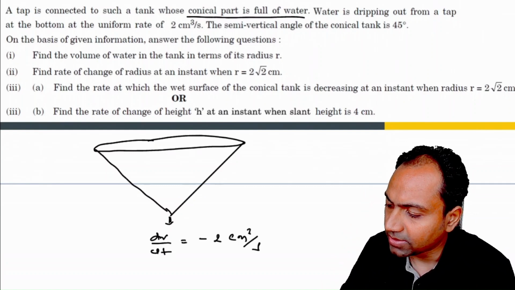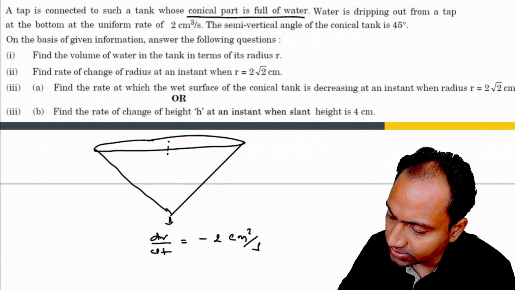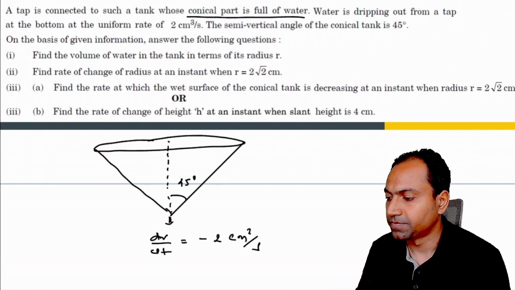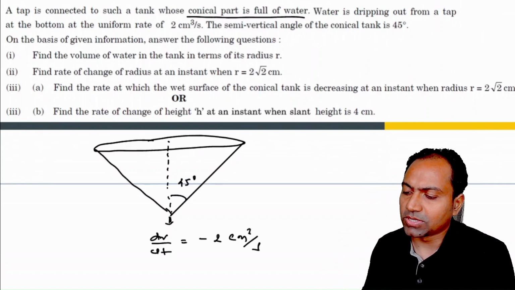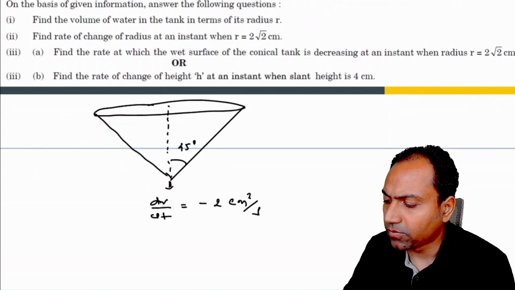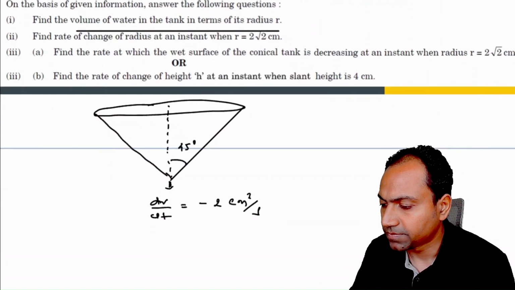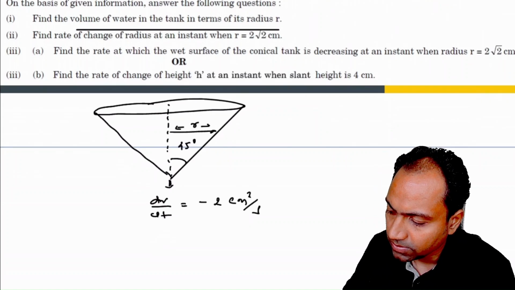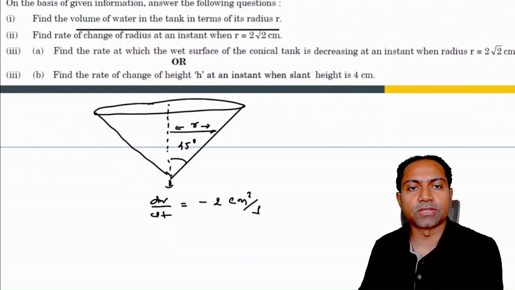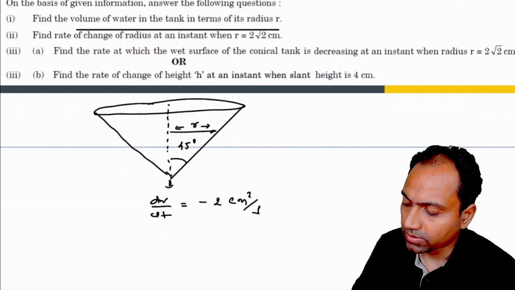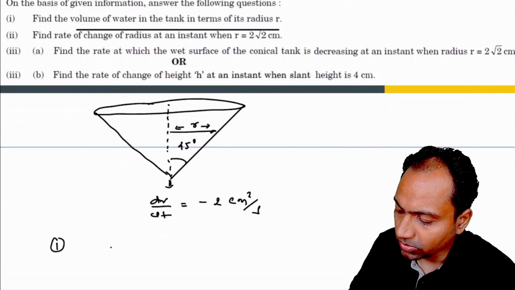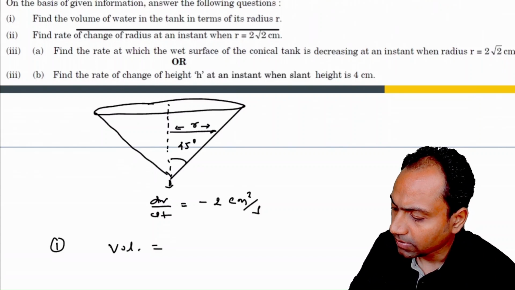Now another thing that we can observe from here is they have also given us that this semi-vertical angle is nothing but 45 degree. Another information. So these are the information that are given to us. Now what they're asking is the volume of the water in the tank in terms of radius r. So if I take the radius r at a certain point here, let us say the radius is r. What I want to tell them is what is the volume of the water. So volume of the water has a direct formula because it is nothing but the volume of the cone. So volume of the cone can be written as nothing but 1 by 3 pi r square h.